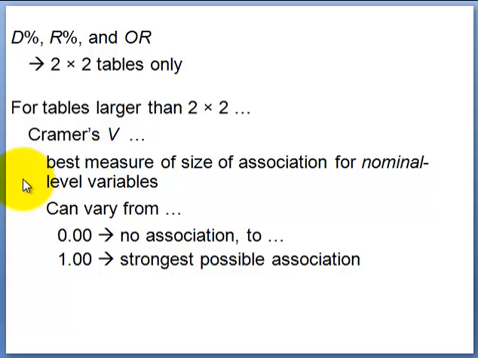We're going to talk soon about the relationship between two ordinal variables, and sometimes Cramer's V is not the best measure in that situation. Cramer's V can vary anywhere from 0, which conveys in essence the absence of association, to 1, which conveys the strongest possible association between two nominal level variables. And I'll just note that this slide should say RR for risk ratio, not R percentage.